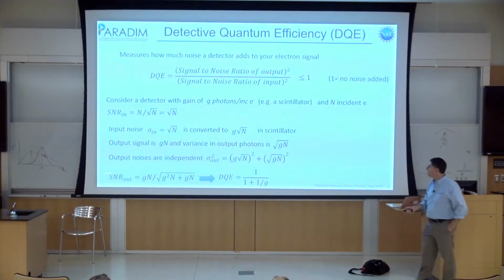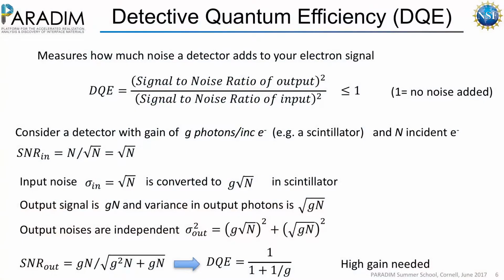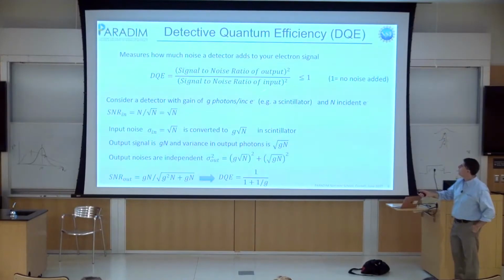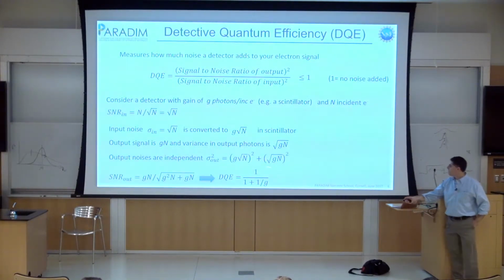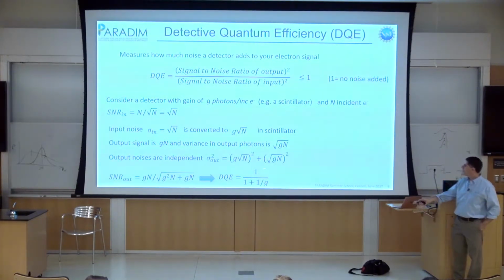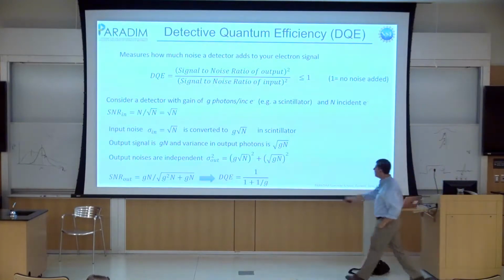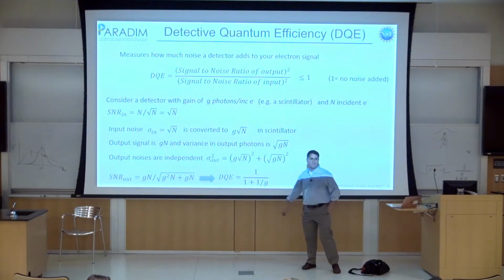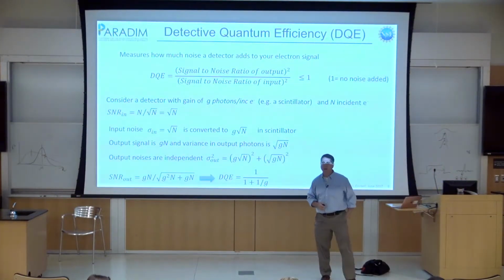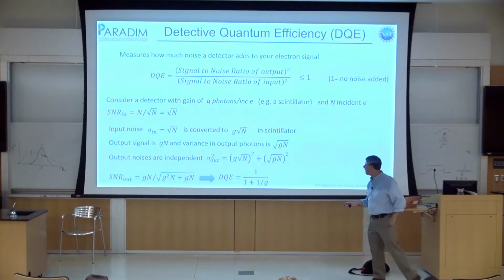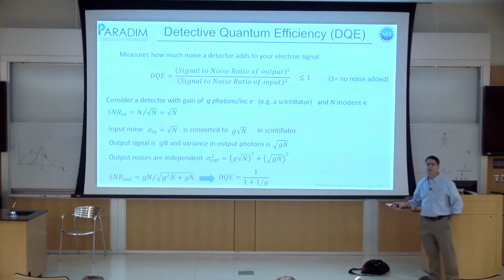I now calculate my output signal to noise ratio, and then the DQE is the output signal to noise over the input signal to noise, squared. The DQE of a scintillator with a gain of G is 1 over 1 plus 1 over G. And this immediately tells me if I want the DQE of the scintillator to be high, it has to generate a lot of photons.